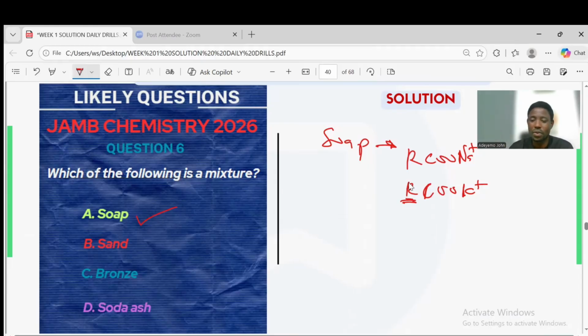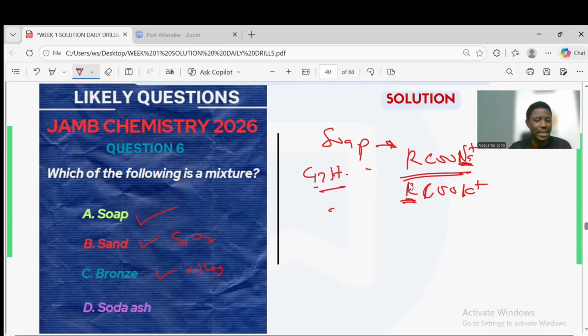So all those long fatty acids, when you boil them with an alkali like sodium hydroxide, saponification will take place and the soap will form. That will be the formula, something like C17H35COONa, with a long alkyl chain. Can you see how long C17 is? So soap is a compound. It has a chemical formula. Sand is also a compound. What's the formula? SiO2.